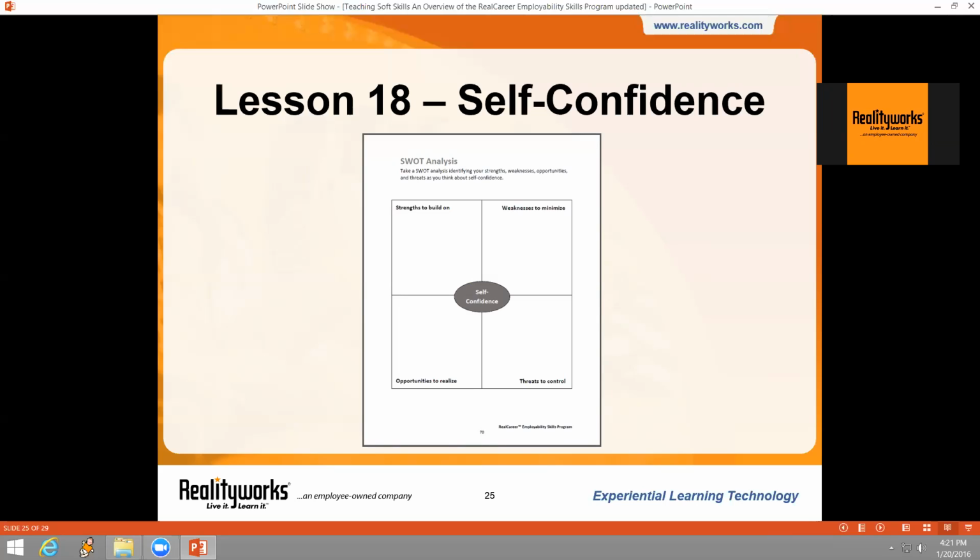For example, if someone has high self-confidence, would you think they're conceited? Why or why not? Why do you think some people have high self-esteem and others have low? Do you have control over your sense of self-esteem? So students will learn the importance of positive self-talk. Tips will also be shared, and they'll conduct a SWOT analysis to help them identify their strengths to build on, weaknesses to minimize, opportunities to realize, and threats to control so they can build their self-confidence.